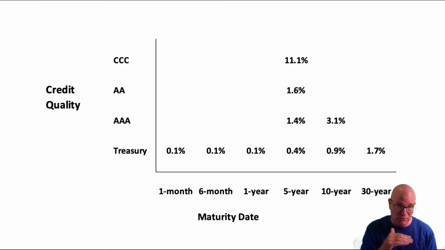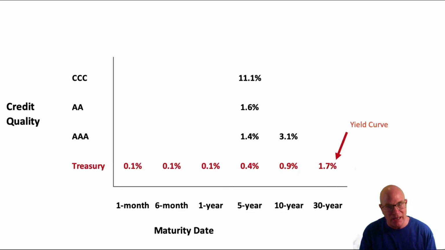And remember, AAA, AA, CCC ratings in this example come from credit rating companies, and then we place bonds in those buckets. In the middle are listed the yield to maturities for those different types of bonds. Let's first focus on the Treasuries at the bottom, and this is the yield curve.